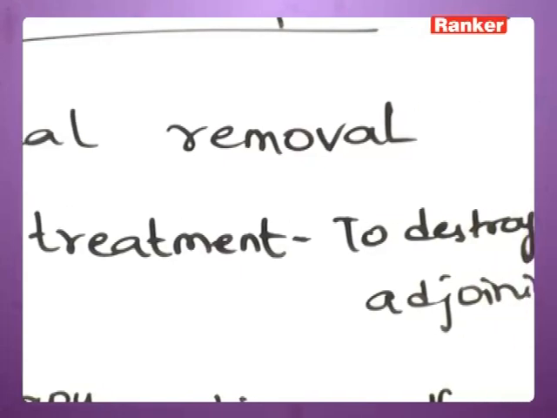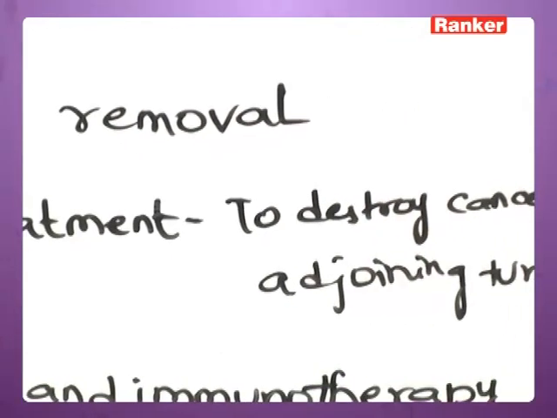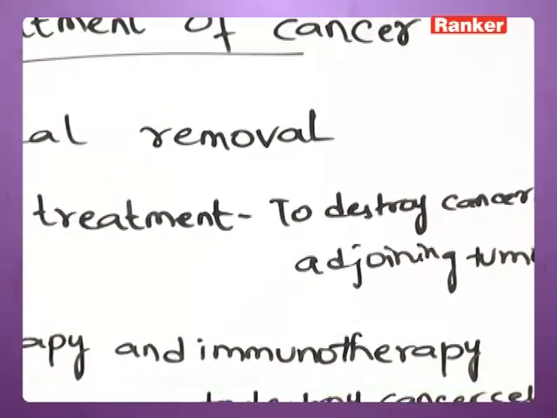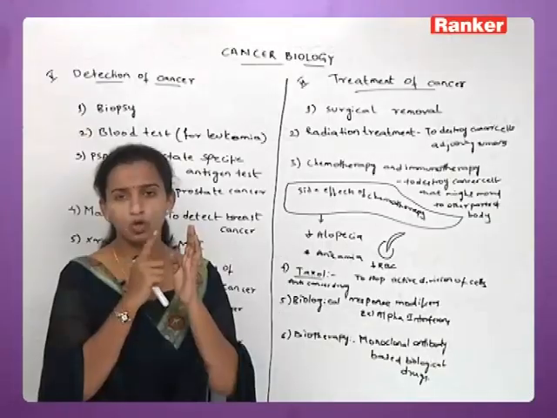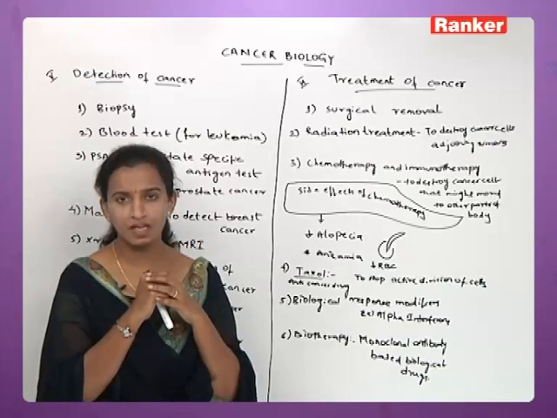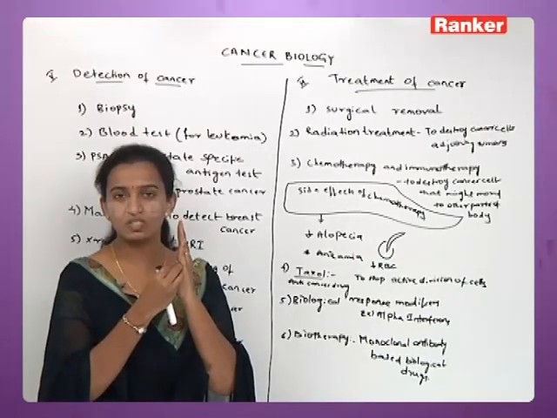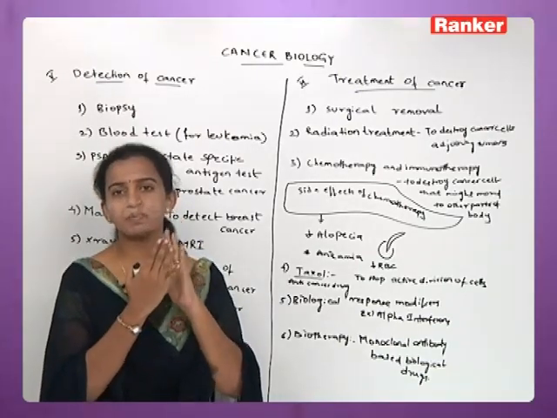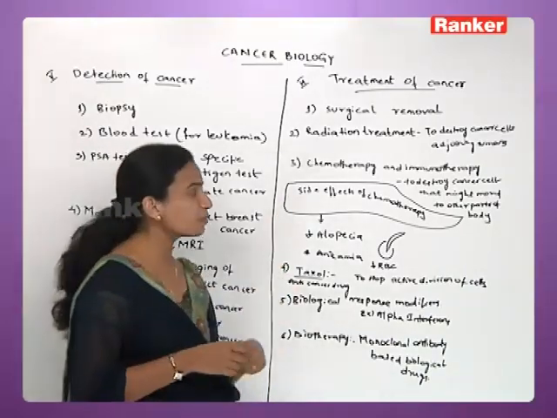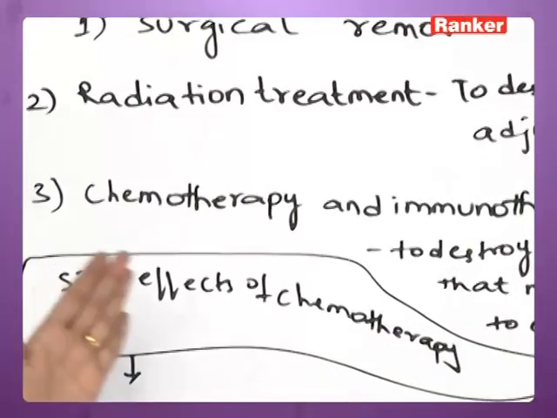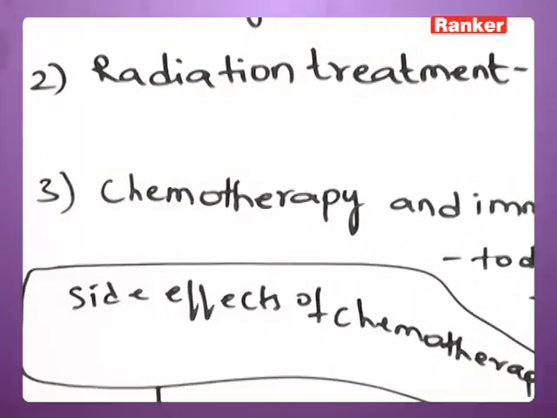Radiation means, see, if there is a cell present here and another cell present here, this is a normal cell and this is the cancer cell. If you want to protect this cell so that it does not suffer from the cancer, you need to send the radiations so that this cell will not spread its cancer to the next adjoining cell. Now chemotherapy is nothing but destroying the cancer cells that might have moved to other parts of the body.